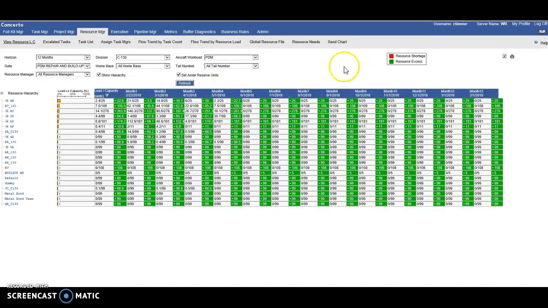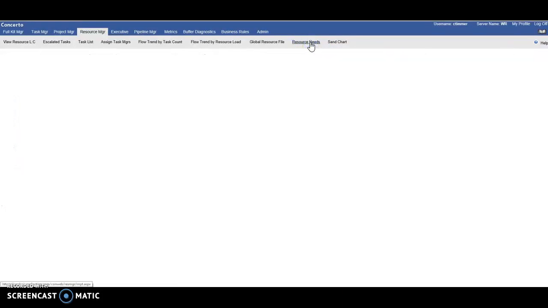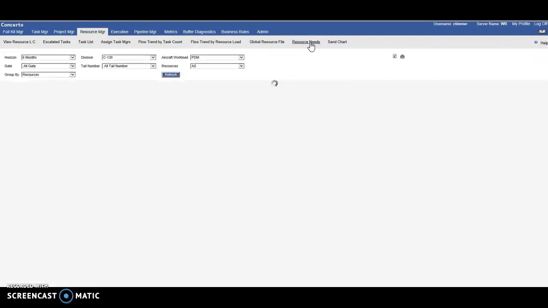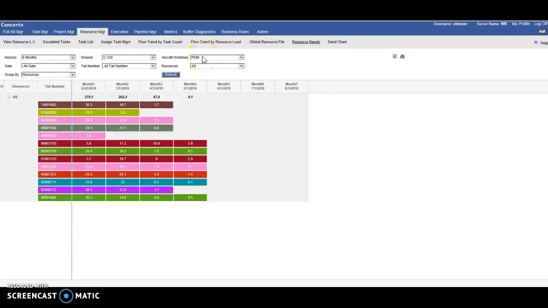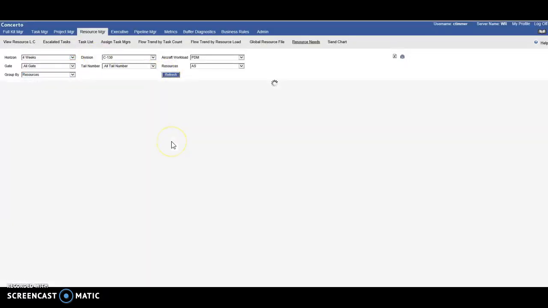Okay, a couple other places we can look for resource needs is this resource needs report. So here I put aircraft workload PDM, C-130 division, put All Gate in the beginning, and I just put one skill. So here's AS skill. I can break this out by resources or by tail number, but right now I just have it by resources. So for AS resource across all the aircraft that are in the hangar, this is the current load, and I've got it by month, so I just broke it out for the next 4 weeks as an example.